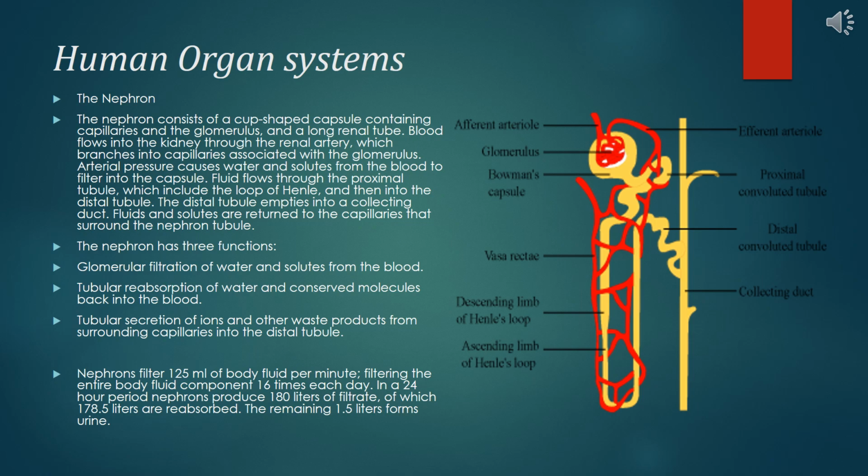The nephron has three functions: glomerular filtration of water and solutes from the blood, tubular reabsorption of water and conserved molecules back into the blood, and tubular secretion of ions and other waste products from surrounding capillaries into the distal tubule. Nephrons filter 125 ml of body fluid per minute, filtering the entire body fluid component 16 times each day. In a 24-hour period, nephrons produce 180 liters of filtrate, of which 178.5 liters are reabsorbed. The remaining 1.5 liters forms urine.